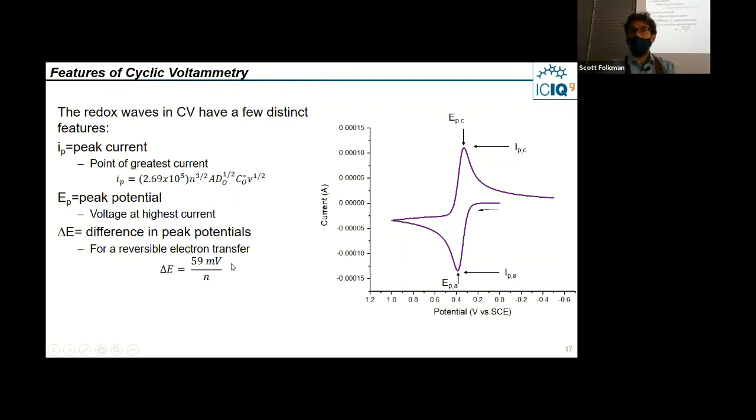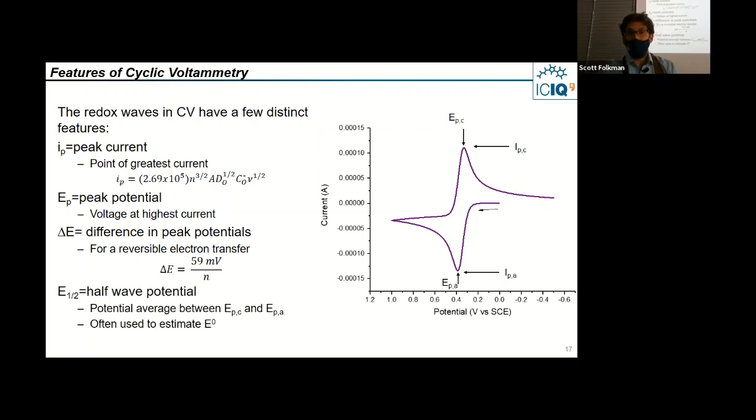It typically is related to solution resistance, or it can be related to electron transfer kinetics that are more related to the reversibility of the electron transfer, which I'll explain further in just one second. And lastly, we have the E1/2, which is the half wave potential.